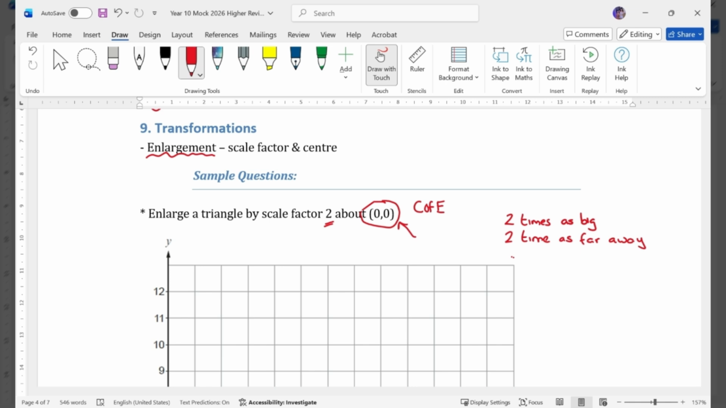Let's hope that this pen, this slate thing that I use, decides to work a bit better than it has been.